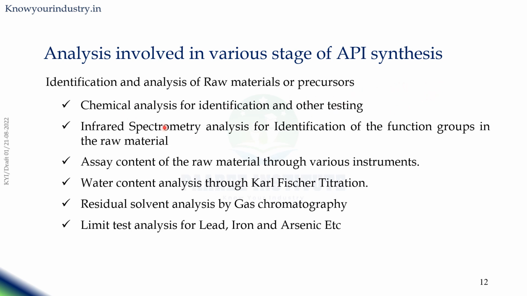For these raw materials, precursors or intermediates, we need to do chemical analysis for identification and other testing. Then we do infrared spectrophotometry analysis for identification of functional groups of the raw material. Then the assay or content of the raw material through various instruments. Then the water content through Karl Fischer titration. Then residual solvent analysis by GC, gas chromatography. Finally, the limit test for toxic elements like lead, iron and arsenic is generally carried out for the raw materials and intermediates we source for the API synthesis.